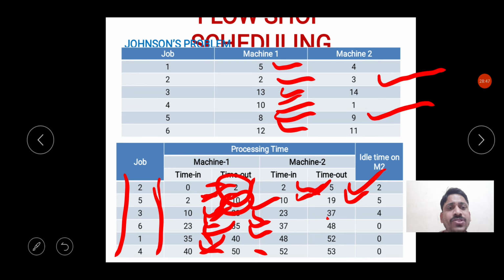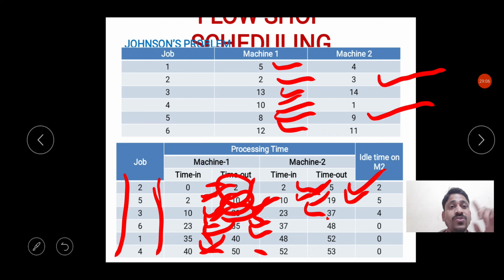And can we start immediately the next job 3 at 19 hours? No, because job 3 finishes on machine 1 at 23 hours. Here I think it is not visible. It finishes at 23 hours. So we have to start it at 23 hours only. We cannot start it immediately at 19 hours.